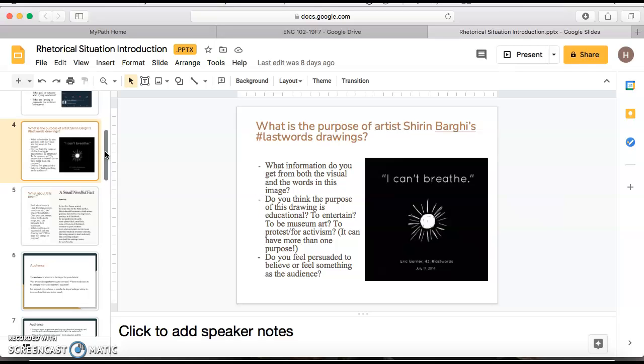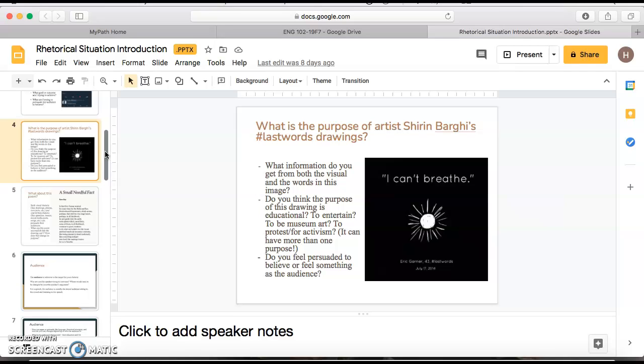I've got two examples for you. One is a drawing slash visual art piece by Shirin Barghi, and this is from their #LastWords series. And so what you want to do whenever you're faced with how do I find the purpose of something, or how do I analyze something, you want to break it down into its component parts. Don't try to address something all at once.